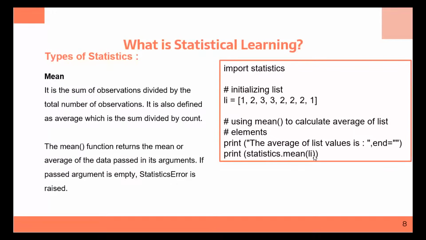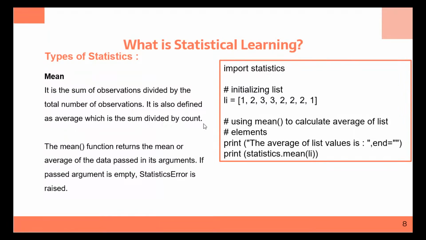Yeah, so that's how you can find out the mean of it. I mean the average or mean, whatever you call it. Both interchangeably you can use. Mean is the sum of observations divided by the total number of observations, or the total number of counts of the observations. It is also defined as average, which is sum divided by count. Both we are saying with the same definition in different words.